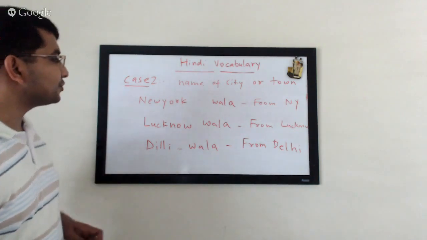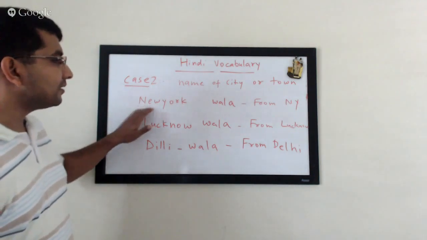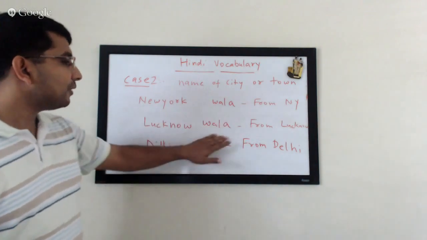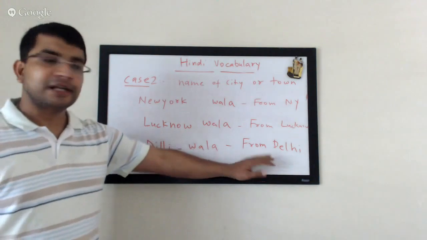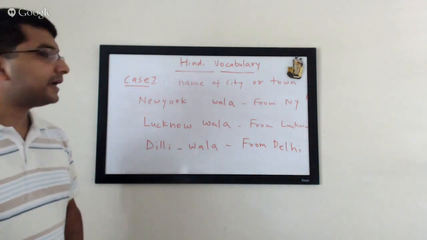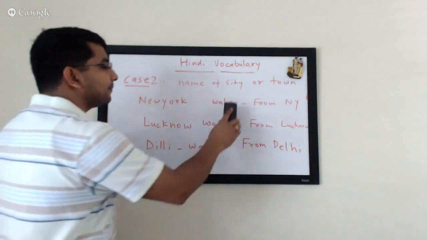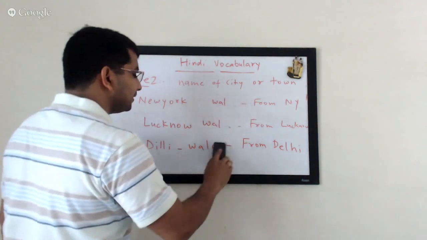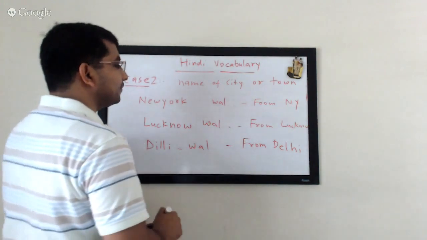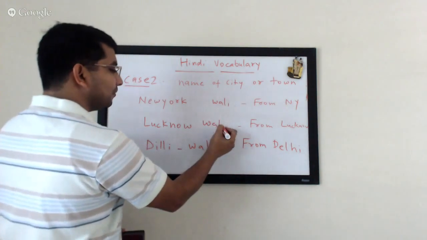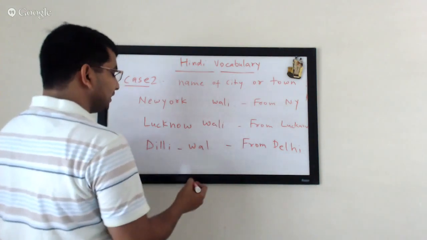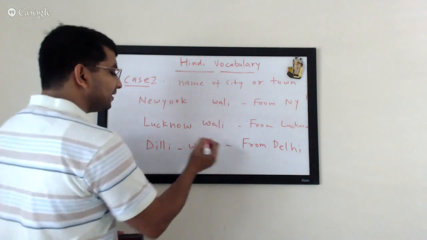Okay, so that's case two. New York wala, someone from New York. Lucknow wala, someone from Lucknow. Delhi wala, someone from Delhi. Right. Again, if you're referring to singular, feminine, wala will become wali, and Lucknow wala will become Lucknow wali, and Delhi wala will become Delhi wali.